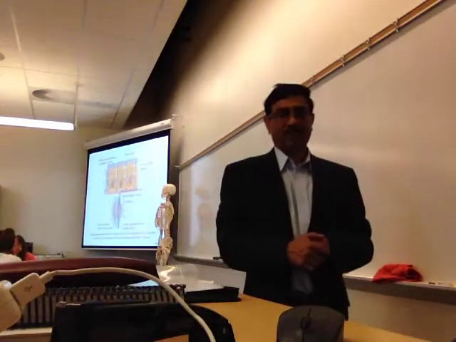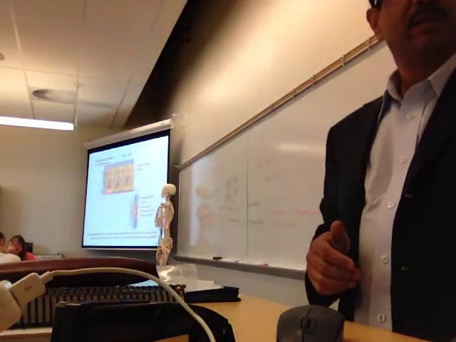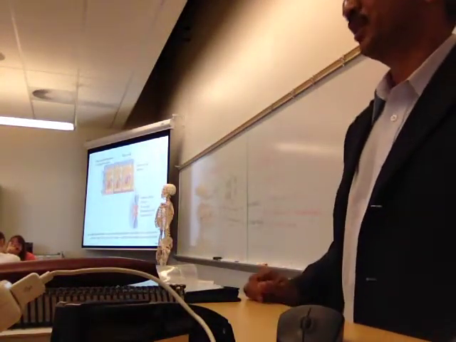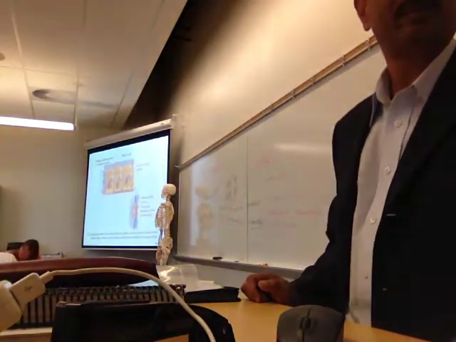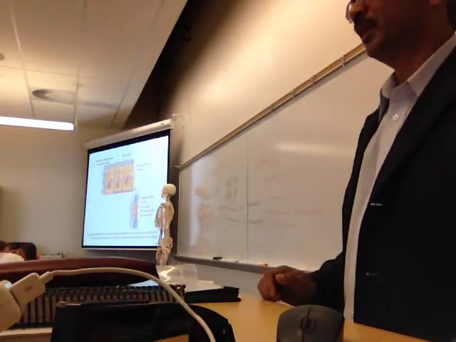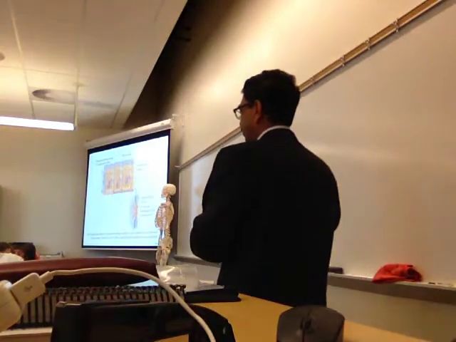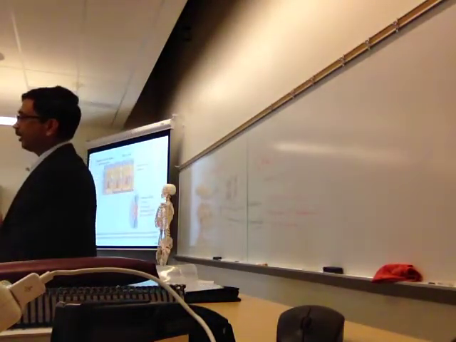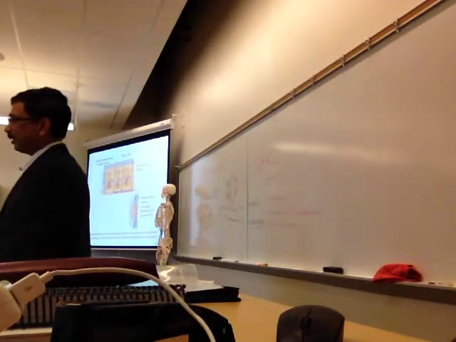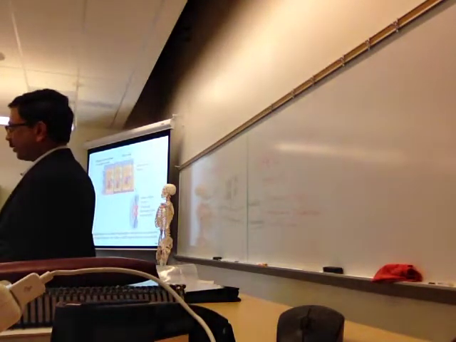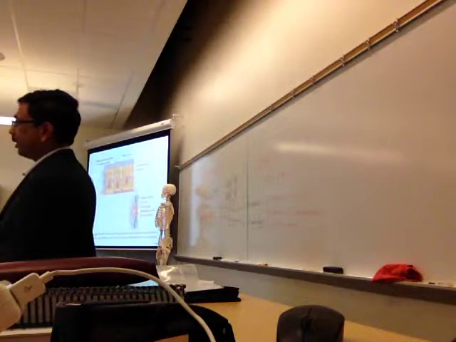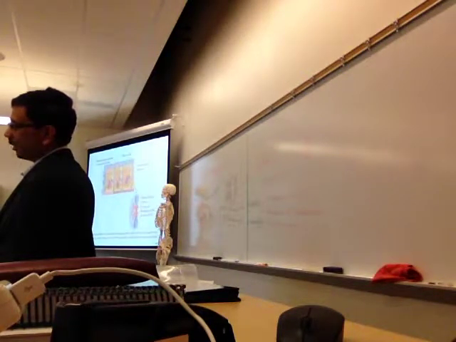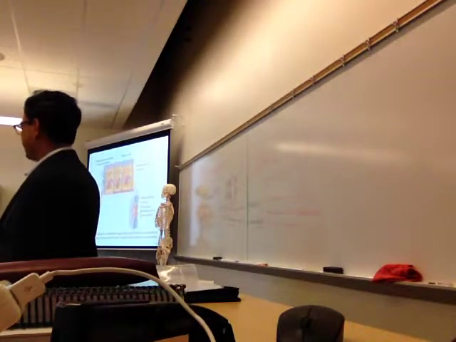So desmosomes are heavily present in our skin and also in cardiac muscle, heart muscle. You can write it down. In two locations you will see a lot of desmosomes. One is in the skin. Skin cells are strongly attached to each other by desmosomes. The other is cardiac muscle fibers, heart muscle fibers.